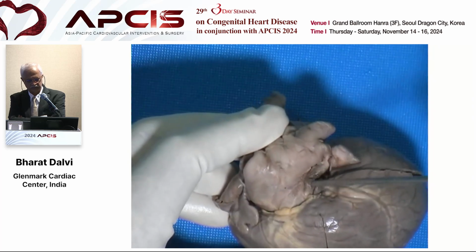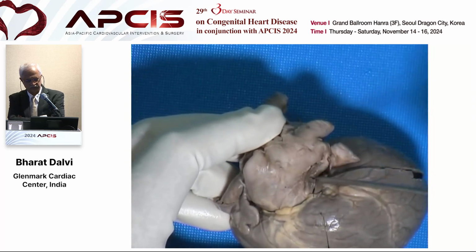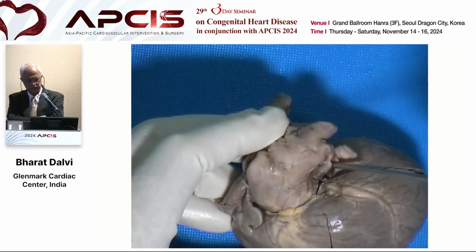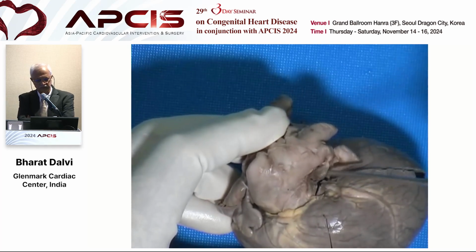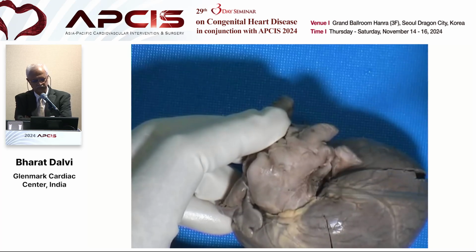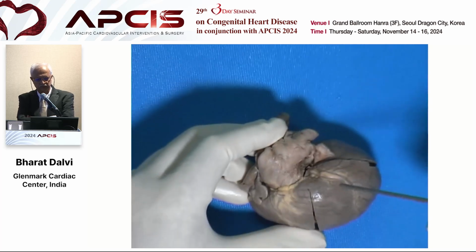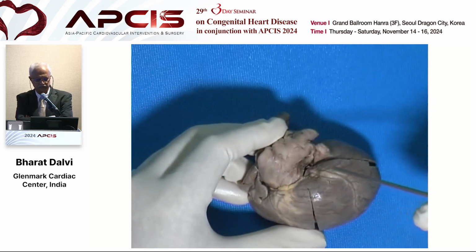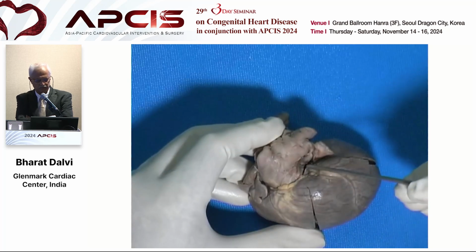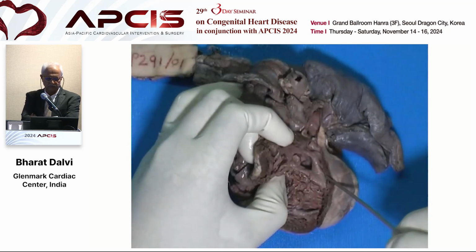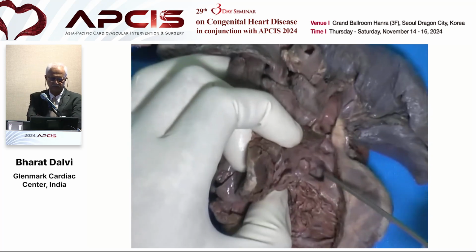Despite there being atresia, the main pulmonary artery and its branches are well formed. Probably this is the patient who had a good-sized patent ductus arteriosus, resulting in well-formed pulmonary artery and branches. So this is a subset of patients who do very well with intracardiac repair because of good-sized and confluent pulmonary arteries. So this is one more specimen of tetralogy of Fallot.